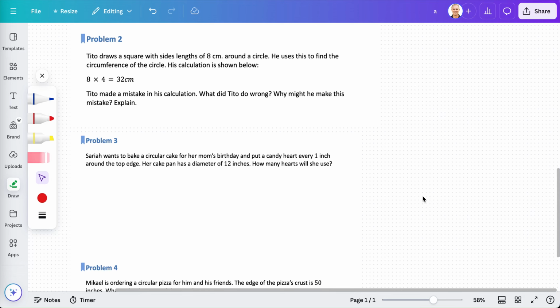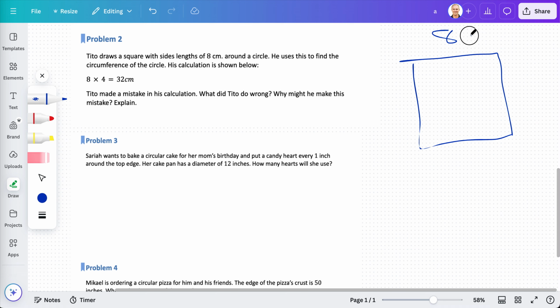Tito draws a square with side lengths of 8 centimeters, and he uses this to find the circumference of a circle. So I'm guessing that his circle fits inside here. And then he says 8 times 4 is 32 for the circumference. Tito made a mistake. What did Tito do wrong?